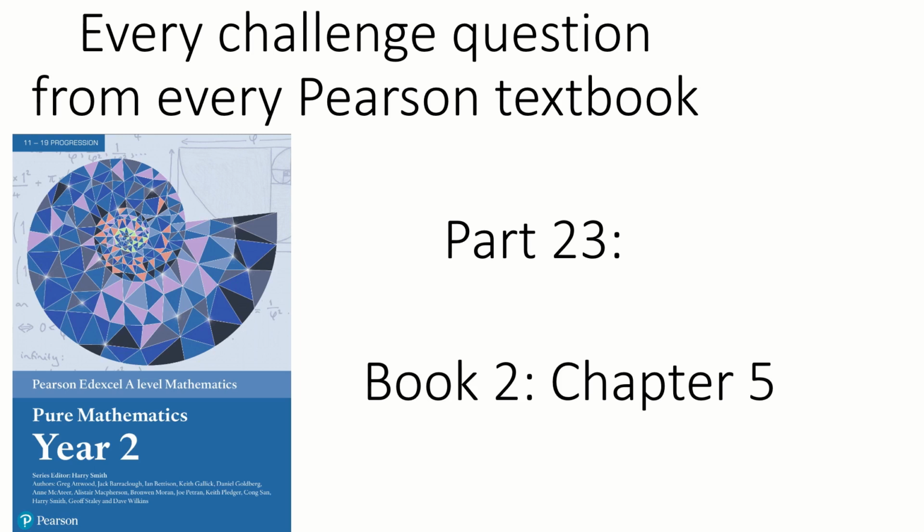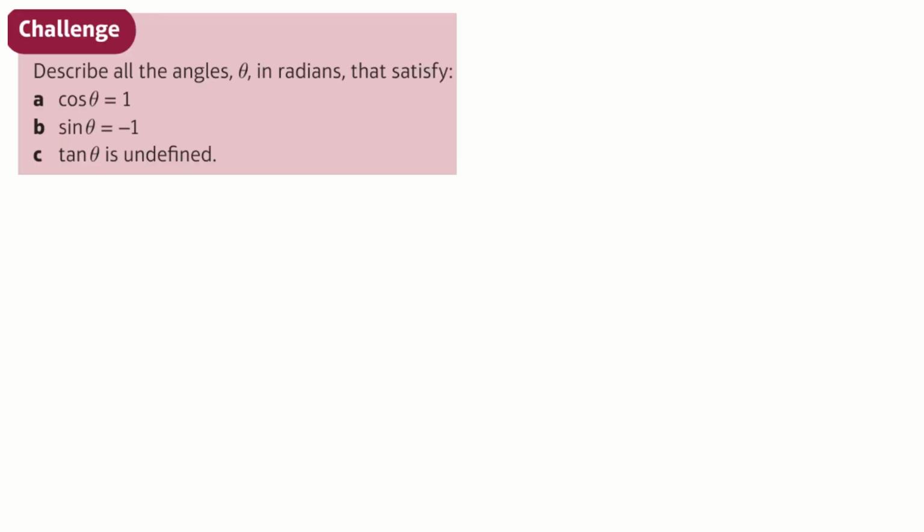These are the challenge questions from part 5, book number 2. So describe in radians the angles that do these things. Cos, of course, is 1 at 0, and then again it's 1 at 2 pi, and then 4 pi, and so on. If you need the conversion, here it is, and you just divide to find the other conversions.